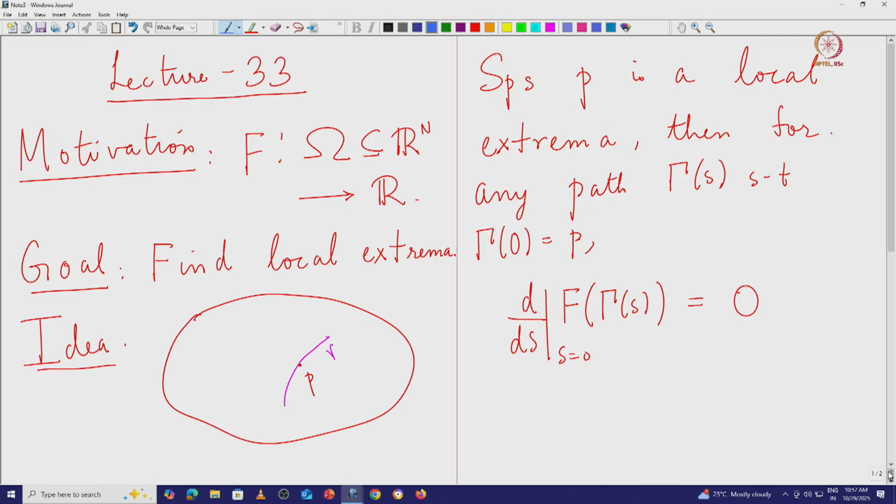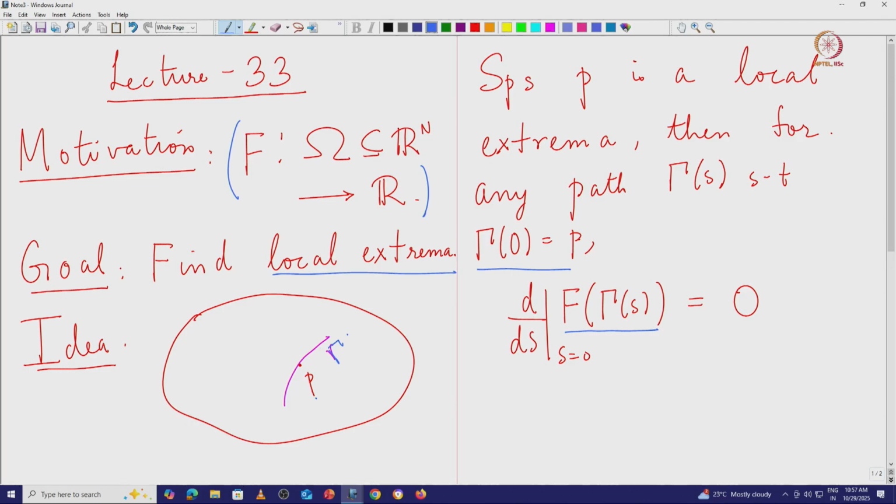Let us say I am given a real valued function f on some subset of Rn. The goal in all these optimization problems is to find the local extrema, either the local maximum or the local minimum. Suppose P is a local extremum, and you take any path gamma which passes through P, so gamma of 0 is P. Then we have the first derivative test, which says that the derivative of f composed with gamma of s at s equals 0 would be 0.